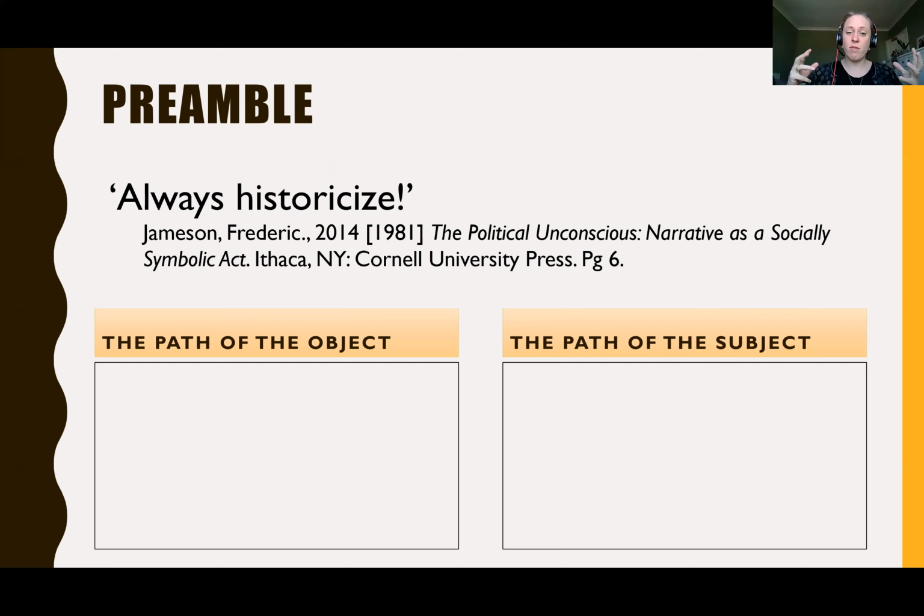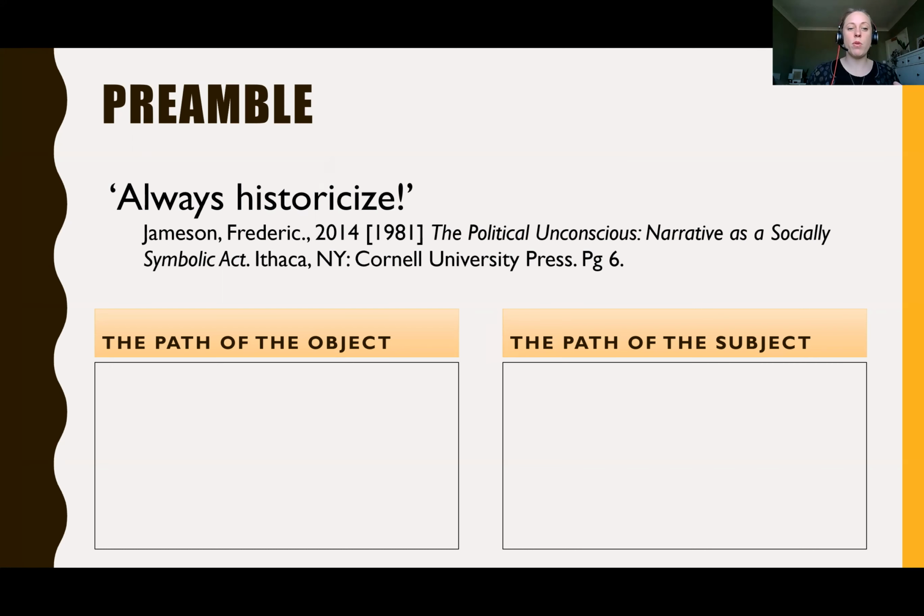I think the context of 1981, and as we can see from the reference, Cornell University Press, is important in thinking about where Jameson's own ideas sit: that it is the 80s, that it is the later Cold War period, that this is thinking that is happening in America. These things have an impact on Jameson's outlook and on his call to always historicize, as are the intellectual lineages that Frederic Jameson himself places himself within.